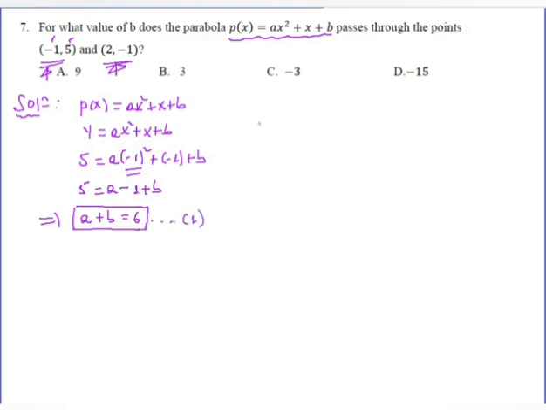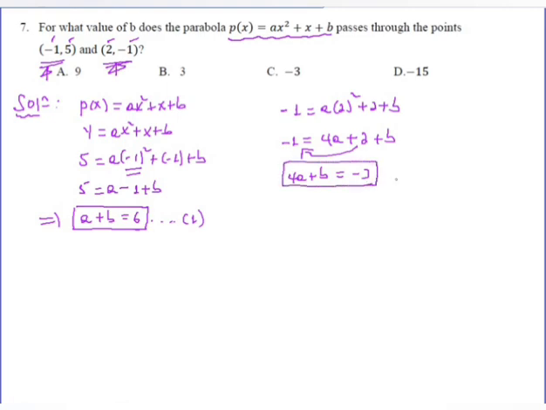The other thing is to use the other point. In place of x, use 2. In place of y, use minus 1. So this becomes minus 1 equals a times 2 squared plus 2 plus b. This means minus 1 equals 4a plus 2 plus b. So taking this number to one side, 4a plus b becomes minus 3. So we have another equation with 2 unknowns.